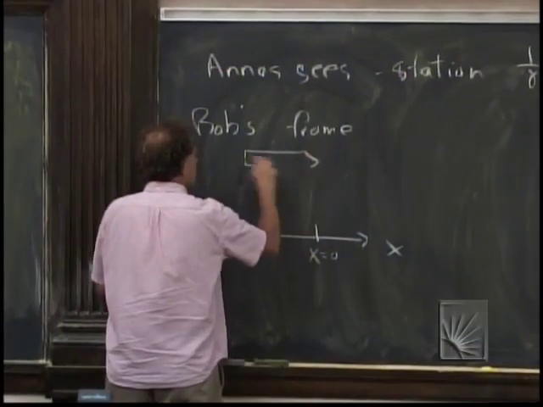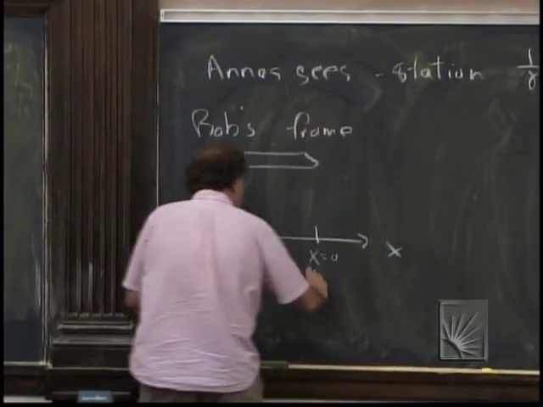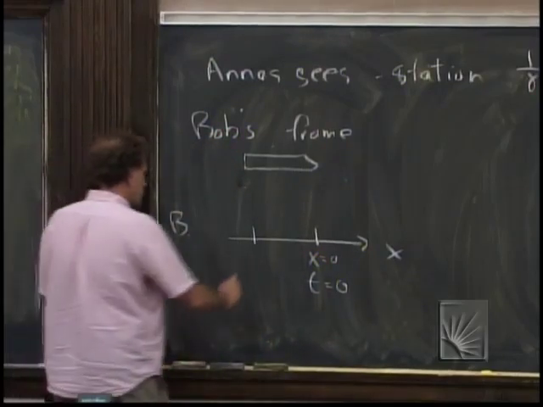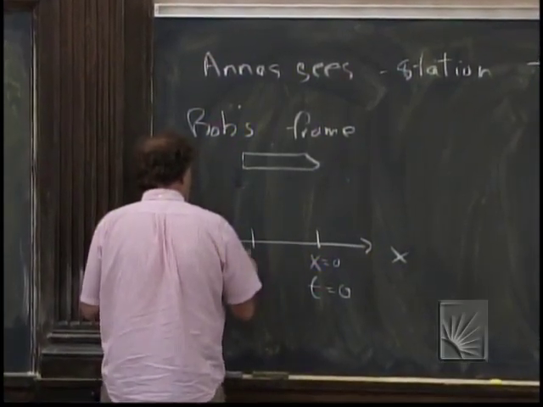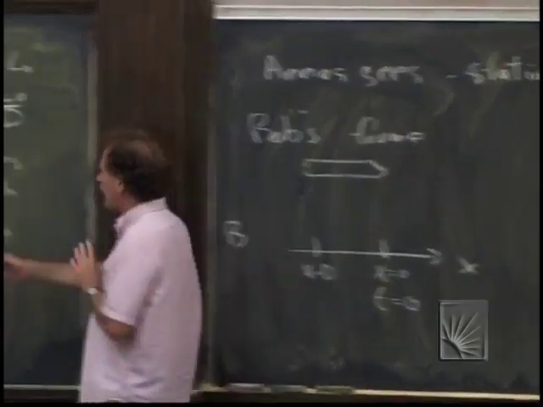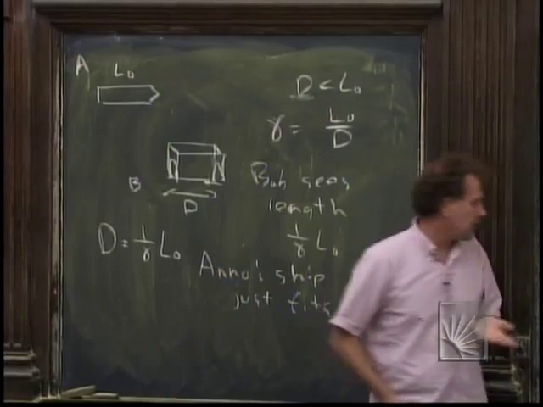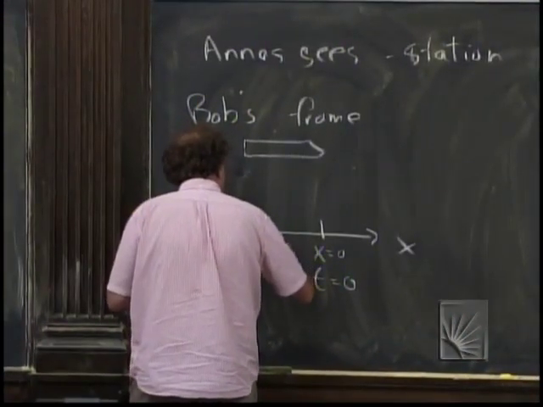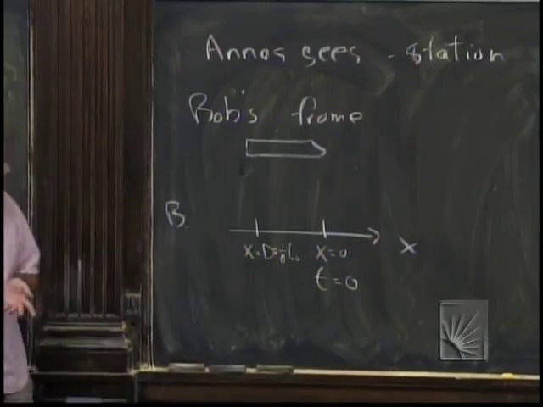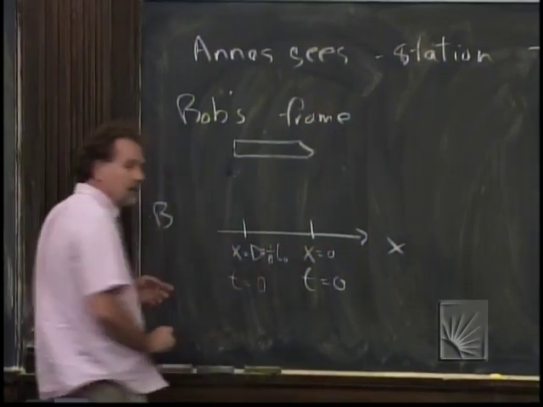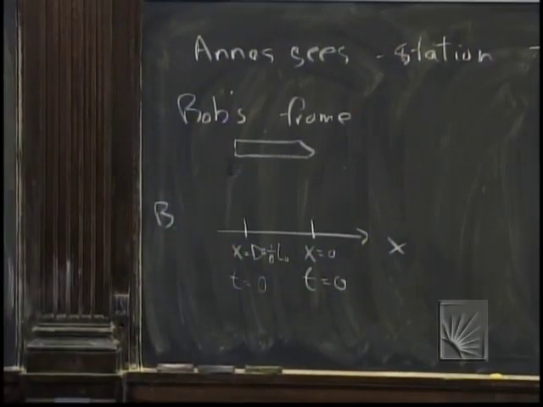So this is when the front of the spaceship is just in the space station. Let me sketch that. X equals 0, and I'll choose T equals 0 for simplicity. What's the back position of the spaceship? It's simply D. We said it'll fit if that's equal to 1 over gamma L0, because that's the contracted length. And what's the time? We're in Bob's frame, so the time is the same everywhere.